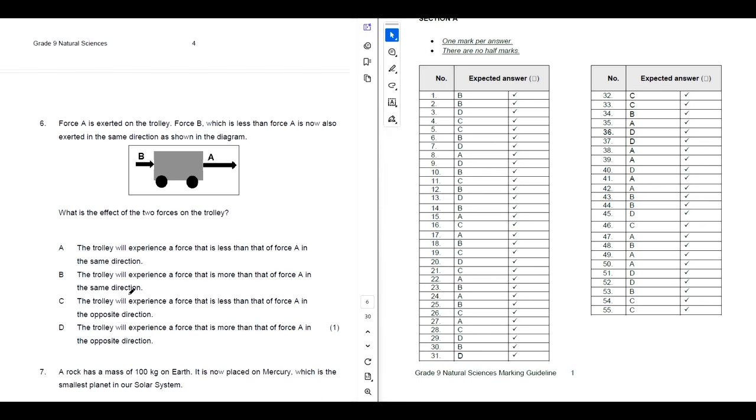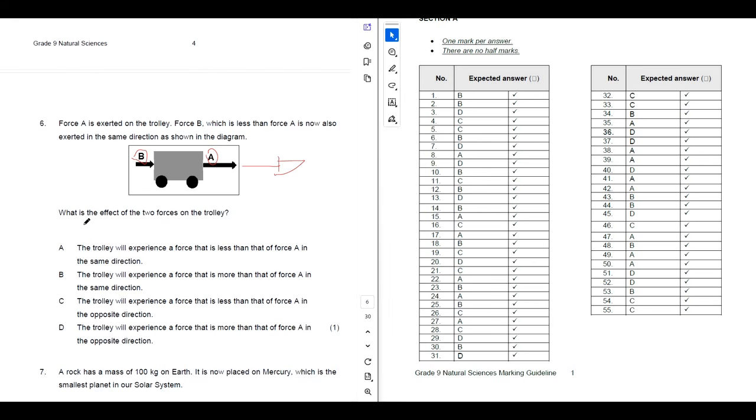So question 6 is that force A is exerted on the trolley. We can see that we have force A here, and then you also have force B. We are told that force A is exerted on the trolley, and force B, which is less than force A, is now also exerted in the same direction as shown in the diagram. So this is the direction that they are speaking about. If we look at this arrow, we can see that they are pointing in the same direction.